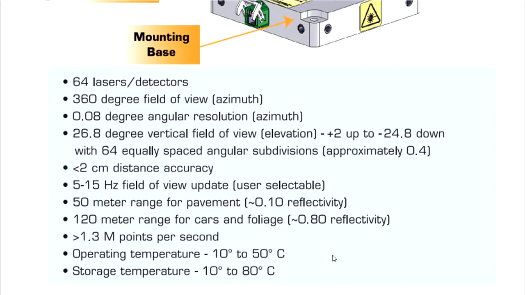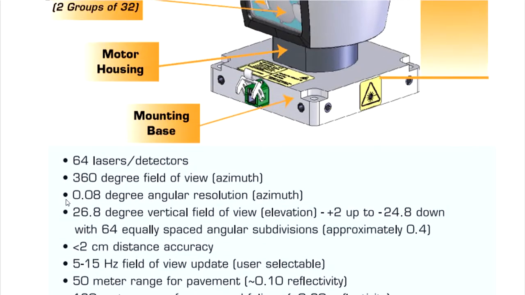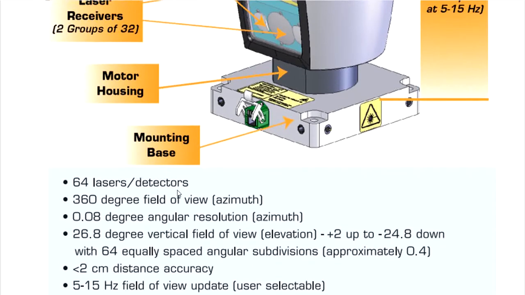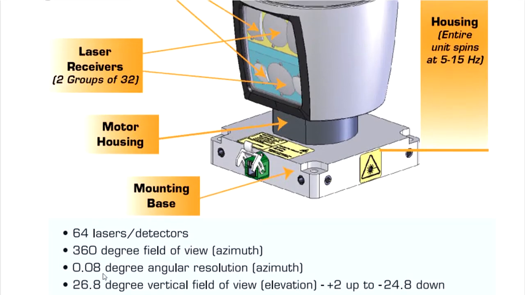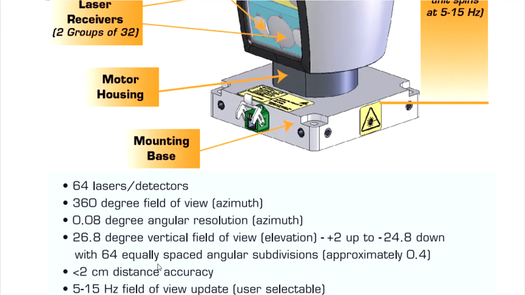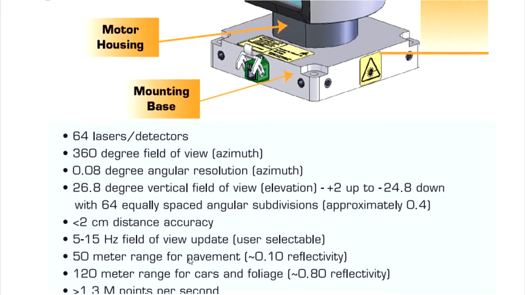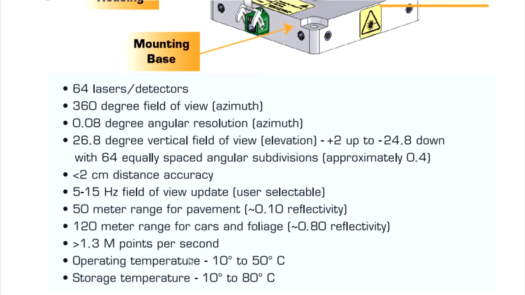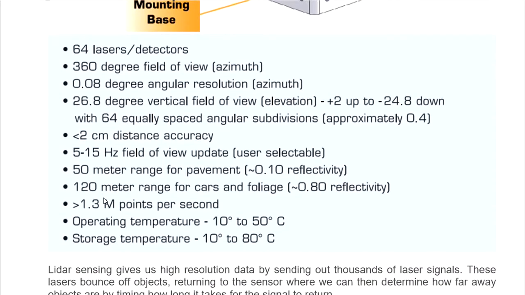So this is some information right here. The Velodyne HDL-64 has 64 lasers and detectors, okay? It rotates 360 degrees. And this angle, I will show you the coordinates of the LiDAR in the next slide. And the frequency right here, you can spin the LiDAR about 5 to 15 hertz, and the range is 50 meters for pavement or 120 meters for cars.